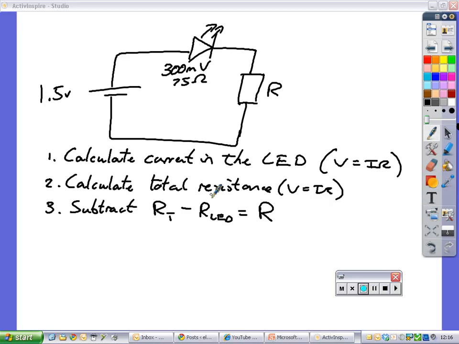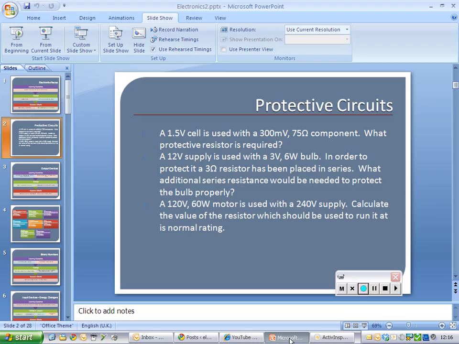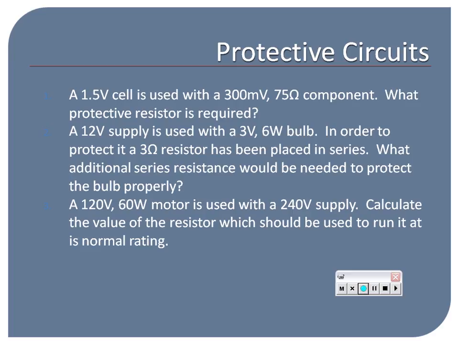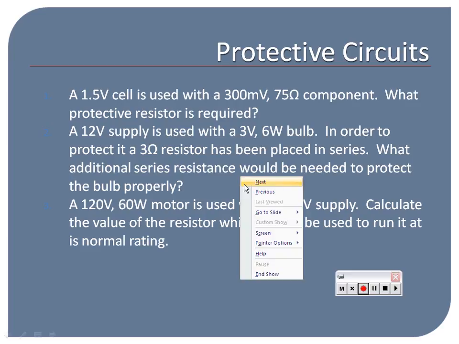Right, so let's run through those steps again for the top question. We have a 1.5 volt cell used with a 0.3 volt, 75 ohm component. What protective resistor is required? So what protective resistor is required for this?